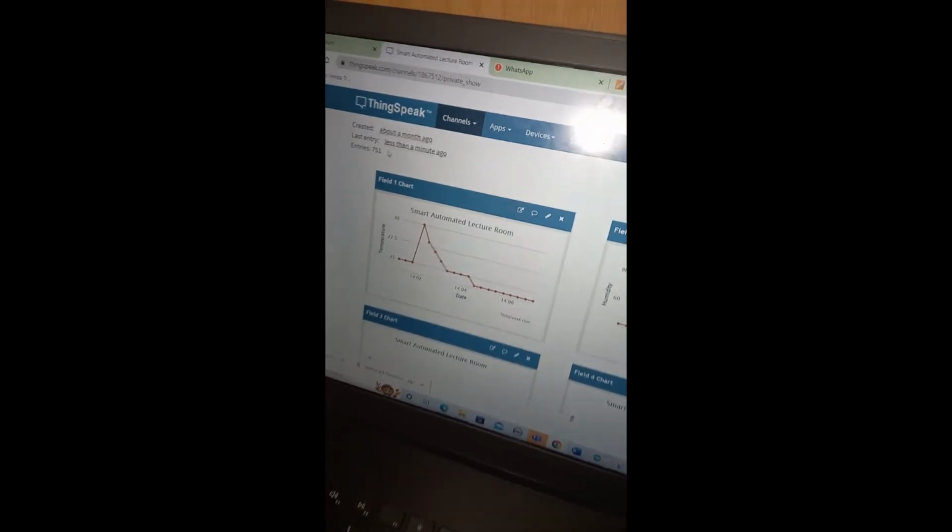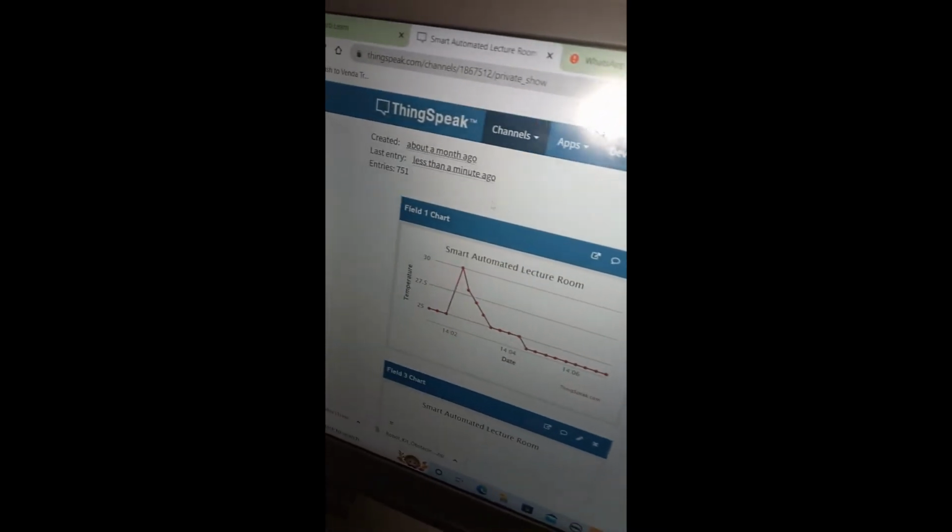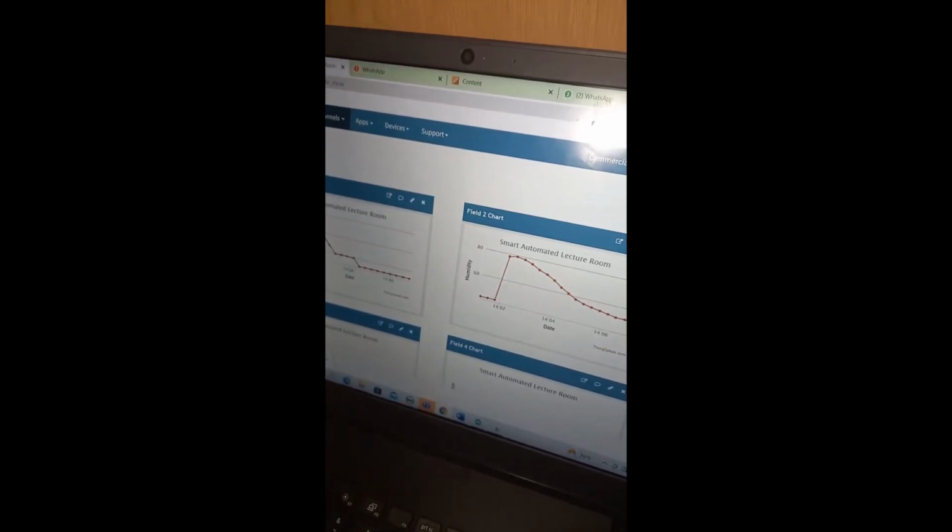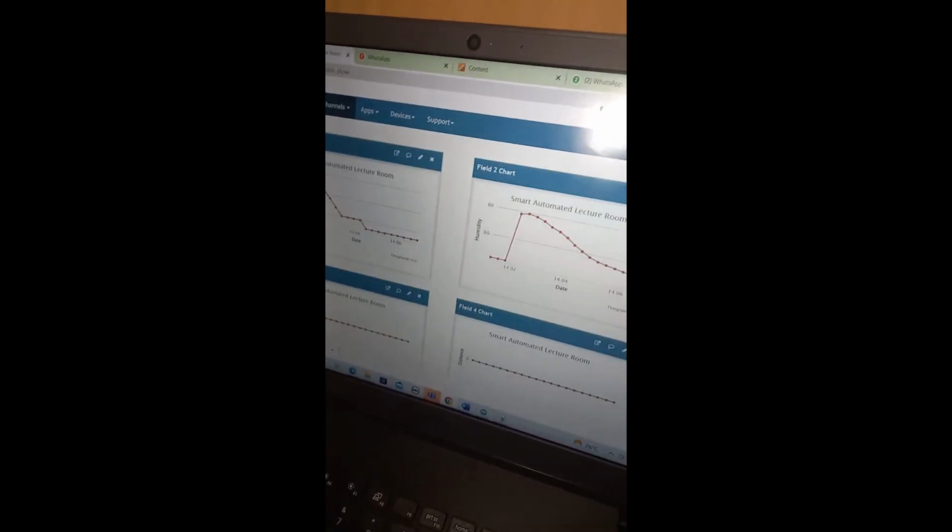They are being recorded every, as you can see, it says less than a minute ago. It means that they are being recorded constantly. And moving on to the third chart, which is the light intensity of the lecture room. It is also being recorded here, and also the distance between the student accessing the lecture venue and the ultrasonic sensor.